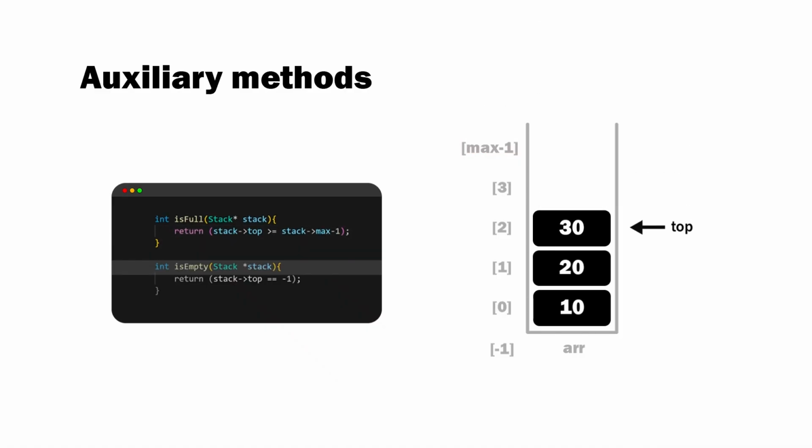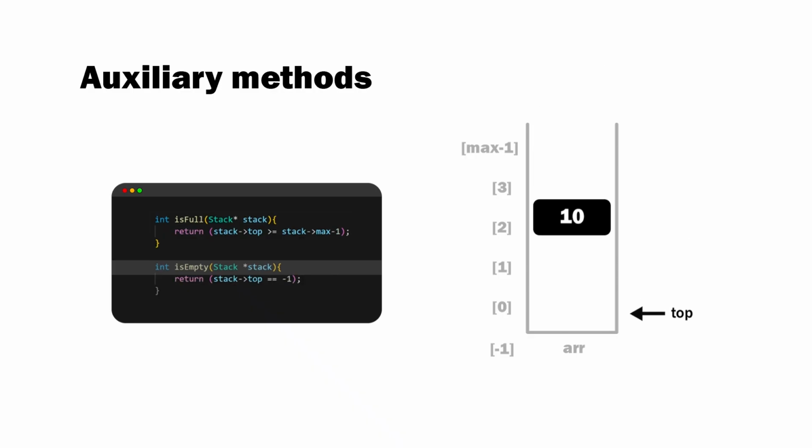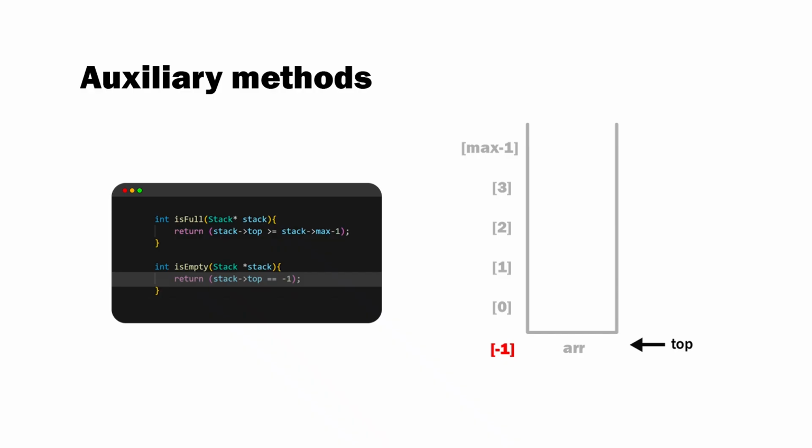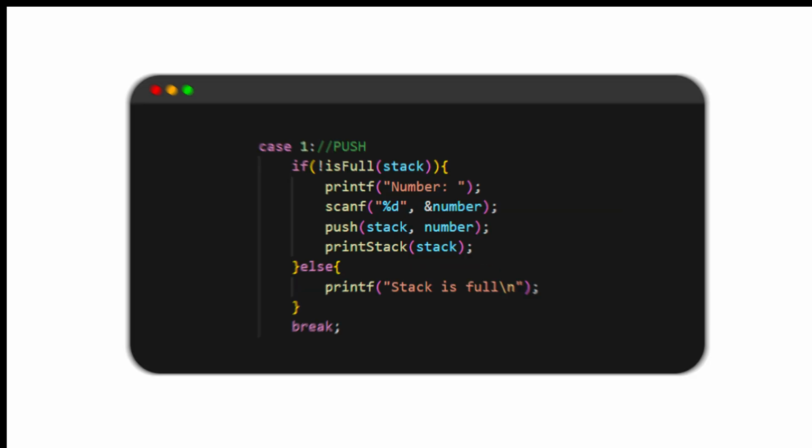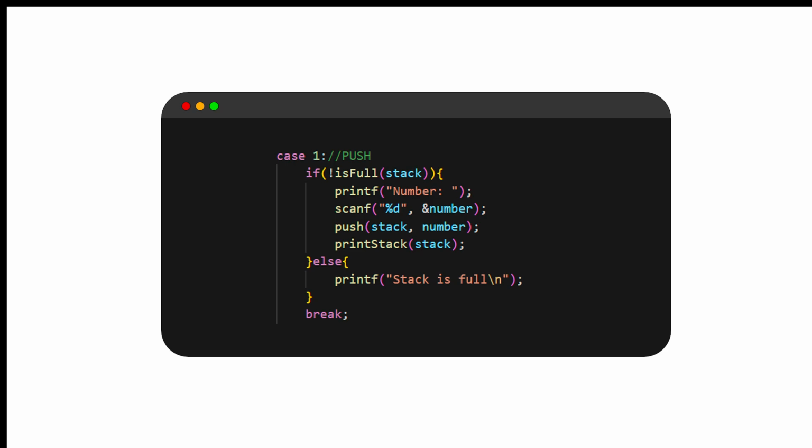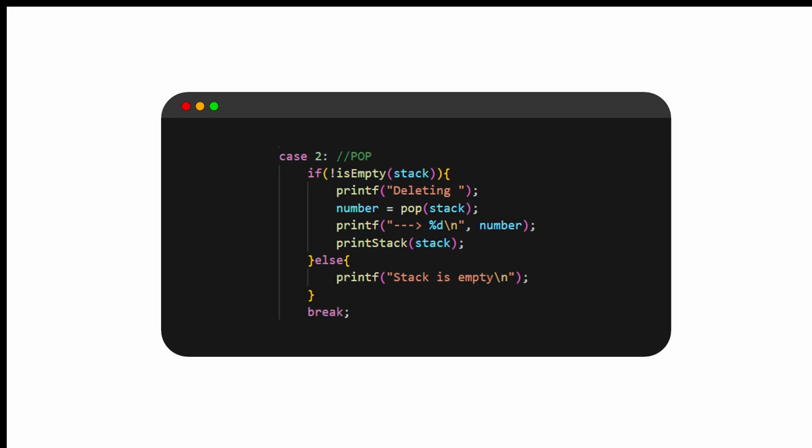On the other hand, the isEmpty method checks whether the stack is empty. This condition is true when the value of top is equal to -1, indicating that there are no elements currently stored in the array. These two methods are particularly useful when performing push or pop operations. For instance, before pushing a new element onto the stack, you should check that the stack is not full. This can be done using the negation of the isFull method. Similarly, before popping an element from the stack, you should verify that there is at least one element present, which you can ensure by checking isEmpty method.